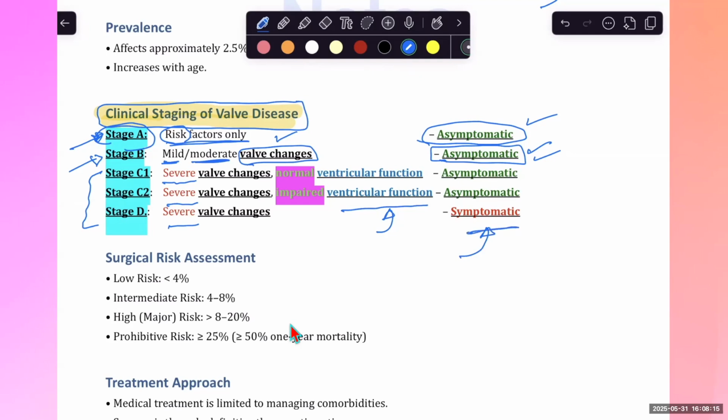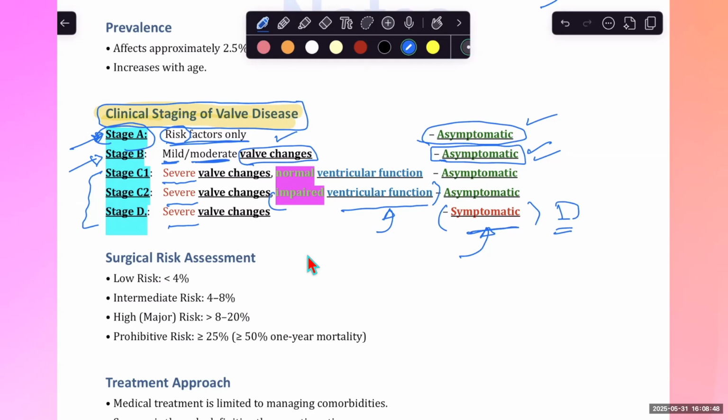Any patient who already has symptoms and his ventricular function is impaired, this is the last stage, which we call the D stage. Any patient who already has severe disease and normal function and no symptoms, in such cases we call it C1. And if the heart function started to impair, so he has two problems, the severe valve and the impaired function, so it's C2.